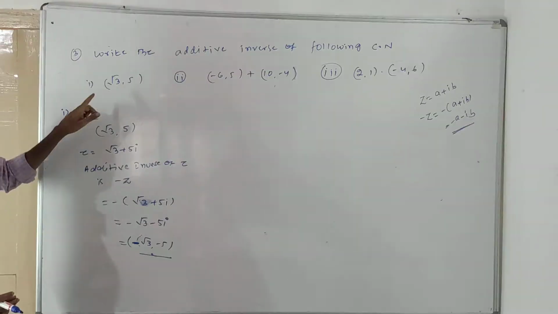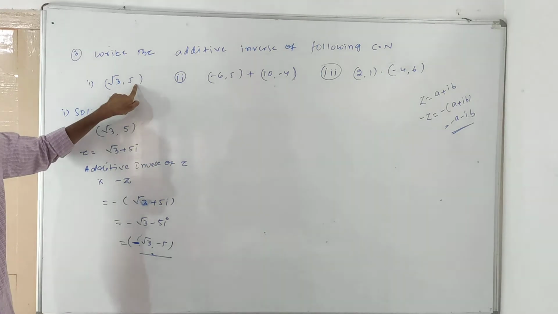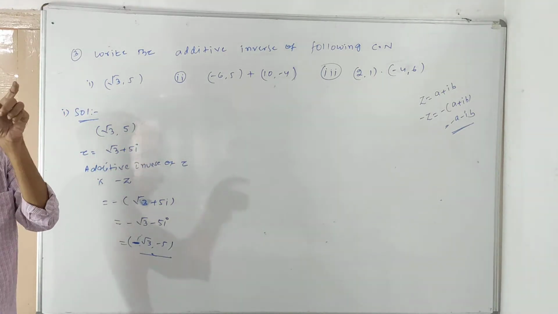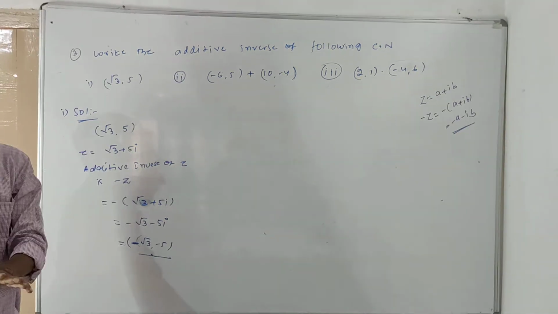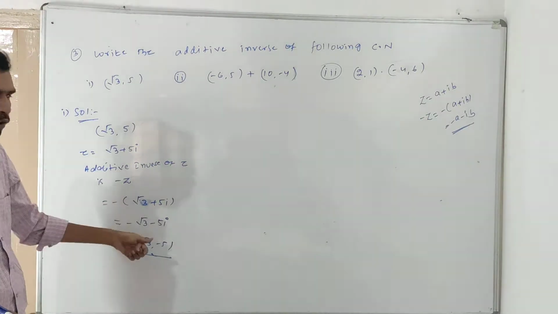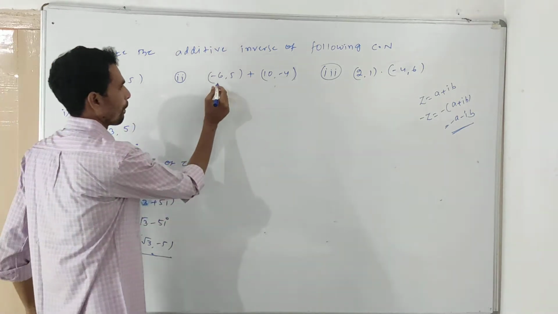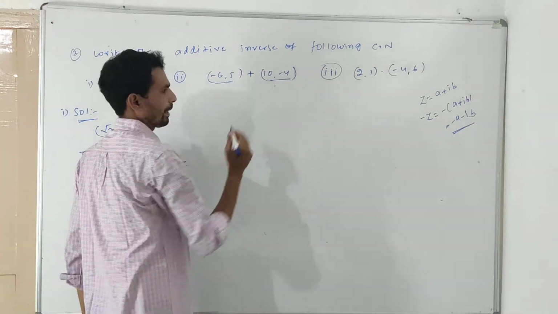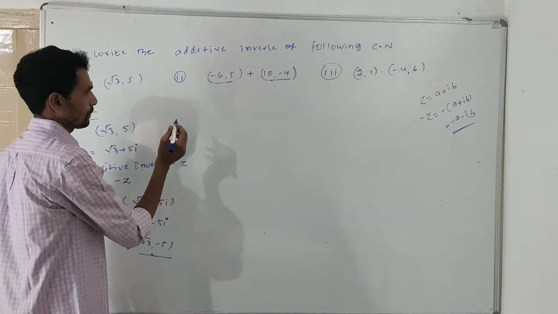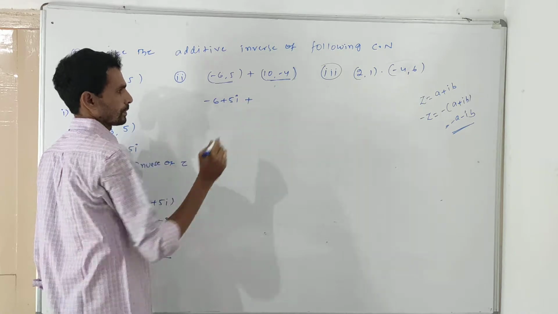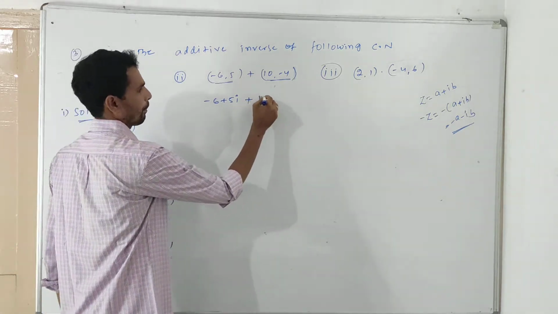Once I will repeat, they give root 3 plus 5i. Additive inverse means the total is multiplied by minus. So minus root 3 minus 5i. Answer the question directly: minus root 3 minus 5. But here they give minus 6 comma 5 and 10 comma minus 4. It can be written as, first of all, minus 6 plus 5i. Next, the second one here, 10 minus 4i.